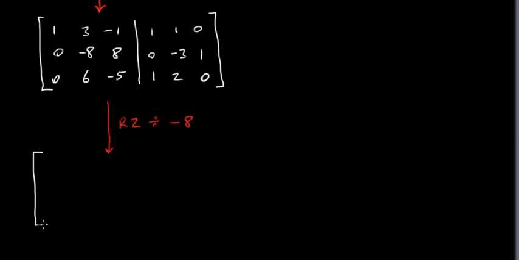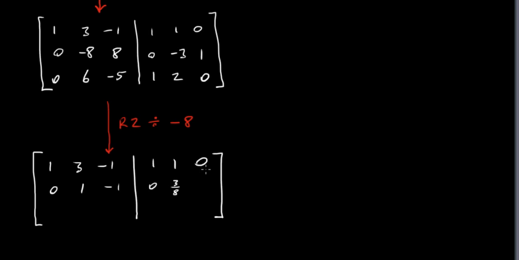So if I do that, I get 1, 3, minus 1 here. I get 1, 1, 0 here. I get 0, 1, minus 1, 0, and minus 3 divided by minus 8, so that will give me a plus 3 over 8, and I'll get a 1 over 8 here. No, I'm dividing by minus, aren't I? So that will be actually a minus 1 over 8. Here this doesn't change, so it's 0, 6, minus 5, 1, 2, and 0.